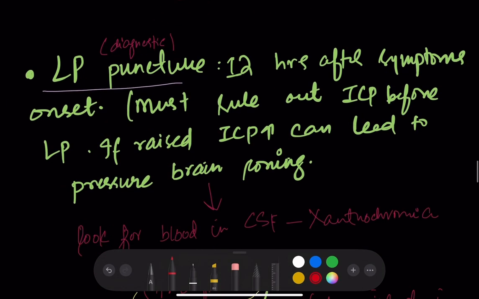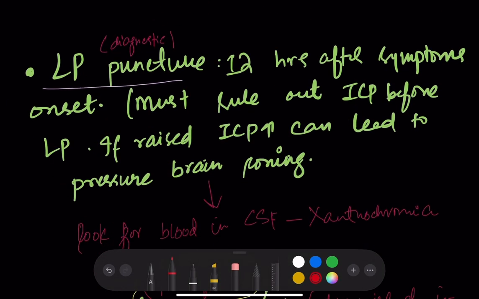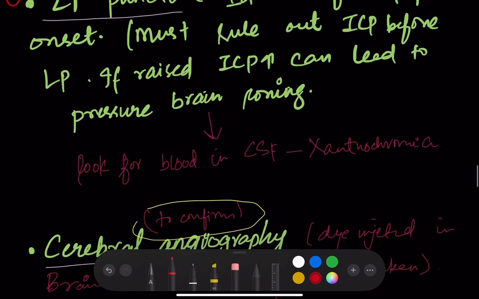Lumbar puncture is done 12 hours after the symptom onset. This is also diagnostic, but before doing it you must rule out raised intracranial pressure. If there is raised intracranial pressure, then it can lead to brain coning. So before doing the lumbar puncture, first find out whether the intracranial pressure is normal or raised. If it is raised, then lumbar puncture is contraindicated.